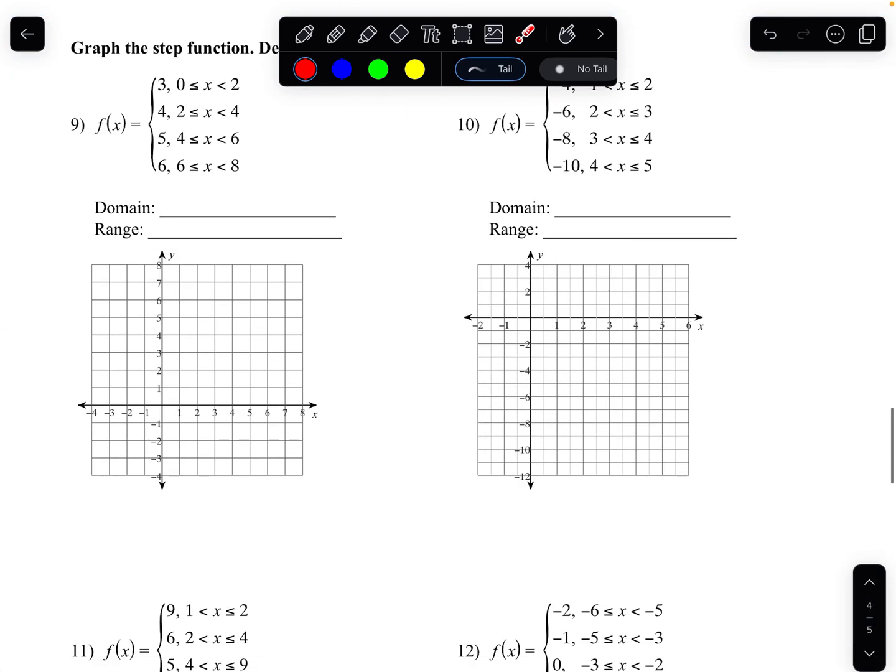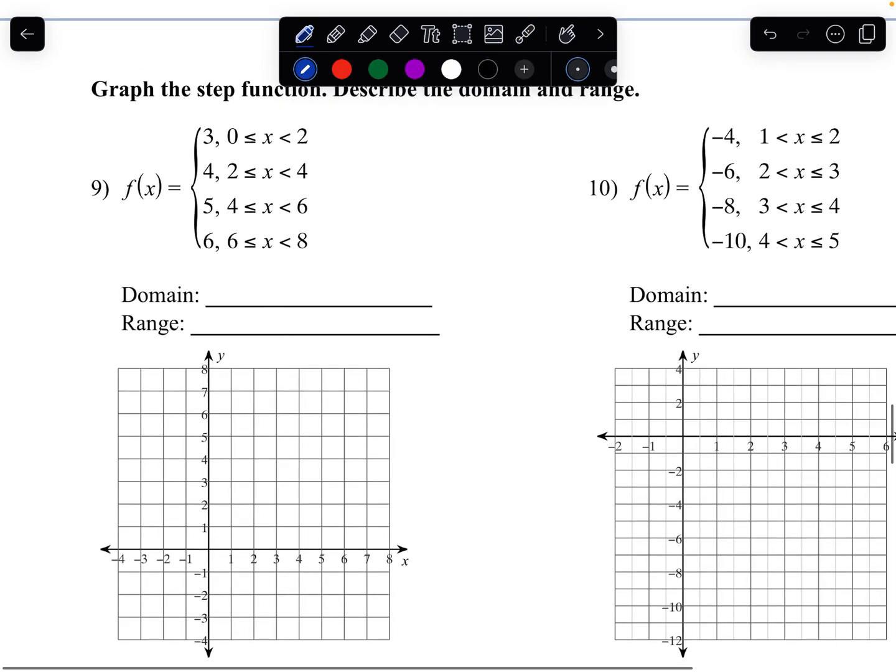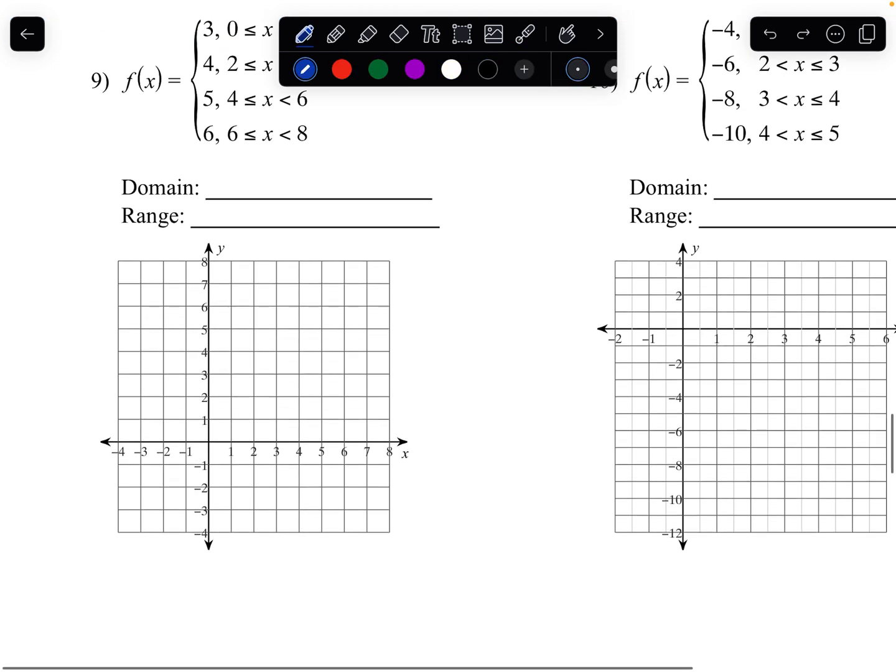Alright, so now we're going to get into some actual graphing. So graph the step function. This is a step function. So the first step is 3. And this is going to be between 0 and 2. So open circle at 3, and it's going to be 3 until 2.